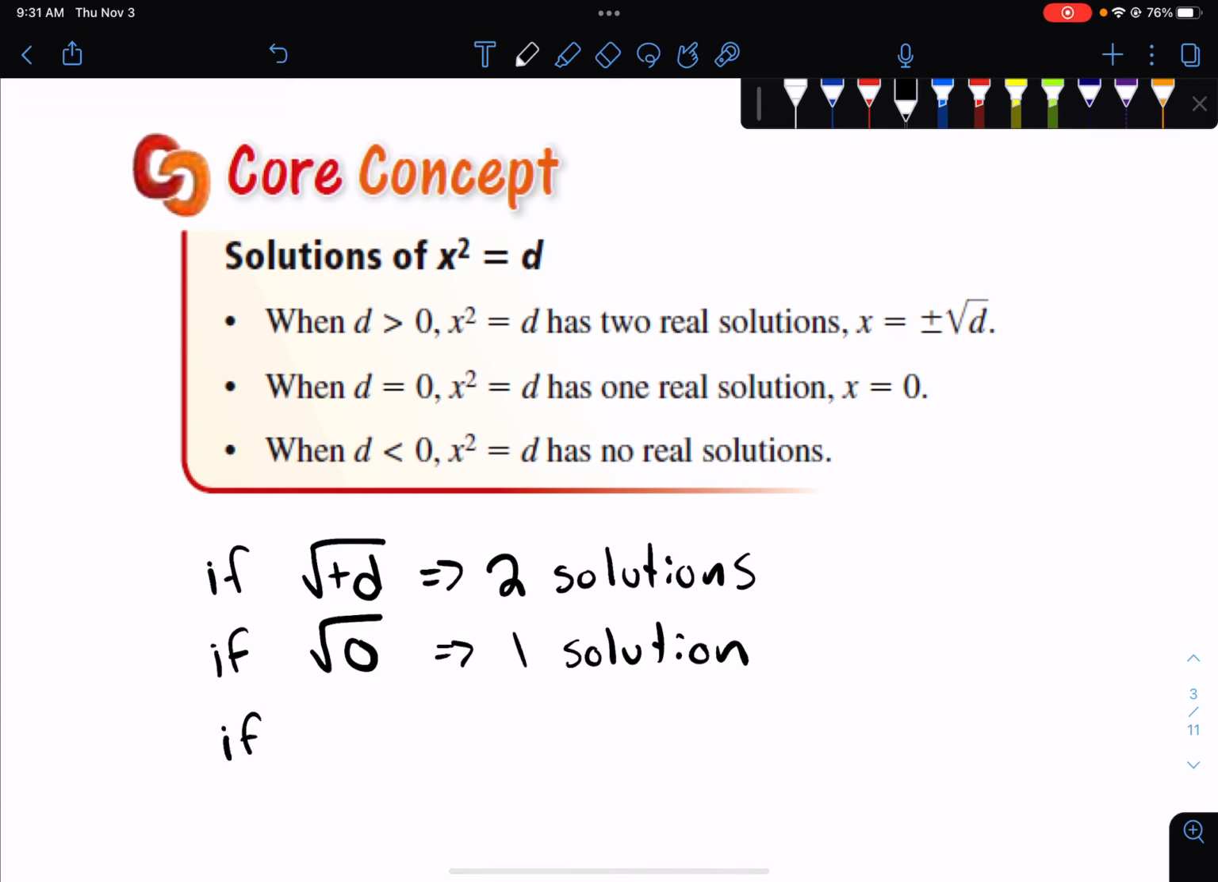And if I take the square root of a negative number, that means I'm going to end up with no solutions. As soon as I take the square root of a negative, I can stop right there because I know that I'm not going to have any real solutions. My graph is never going to cross, but the graph still exists.